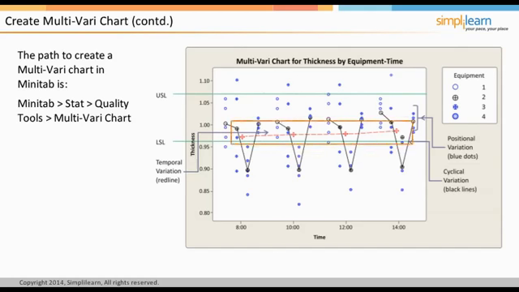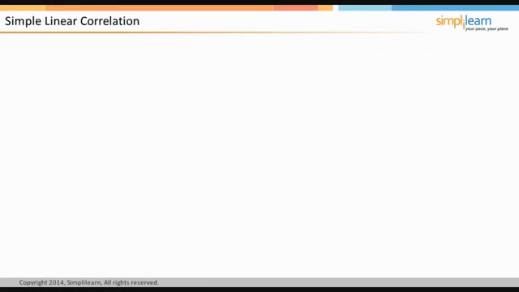The red line is the mean of the data recorded at a particular time. The red line rises toward the right, which means the data points shift up after 12 p.m. This may be because of the change in operator efficiency after a lunch break at 12 p.m. Multivary chart helps us visually depict the variations and establish the root causes of variations. In the next screen, we will learn about simple linear correlation.